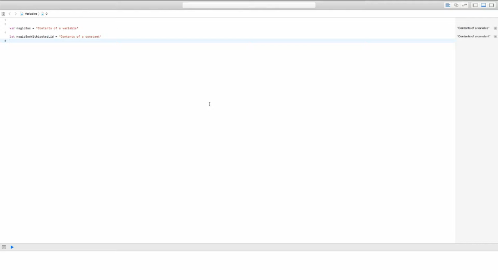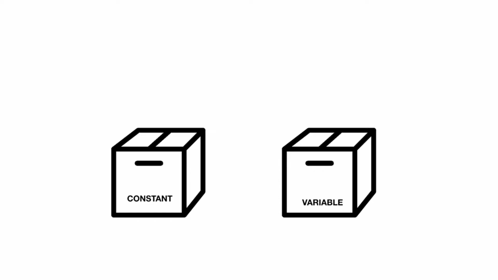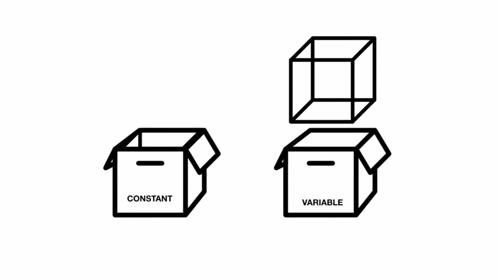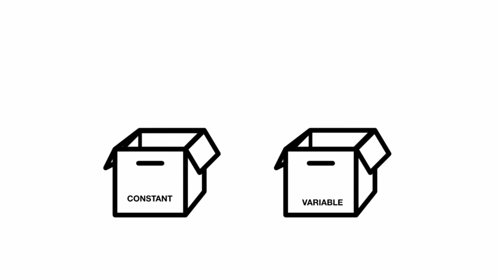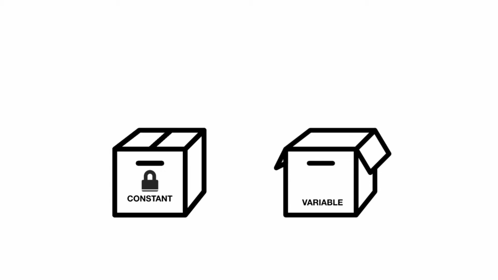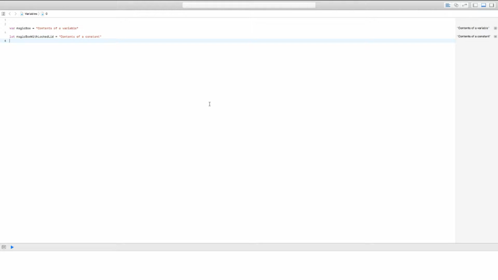Constants and variables are ways of storing things within Swift. You can think of them as magic boxes. A variable is a magic box with an opening lid. You can change the contents of the box or you can empty it. A constant, also known as a let, is a box with a locked lid. Once you've filled it with something and the lid has been closed, that's it, it's shut forever, you can't change the content.